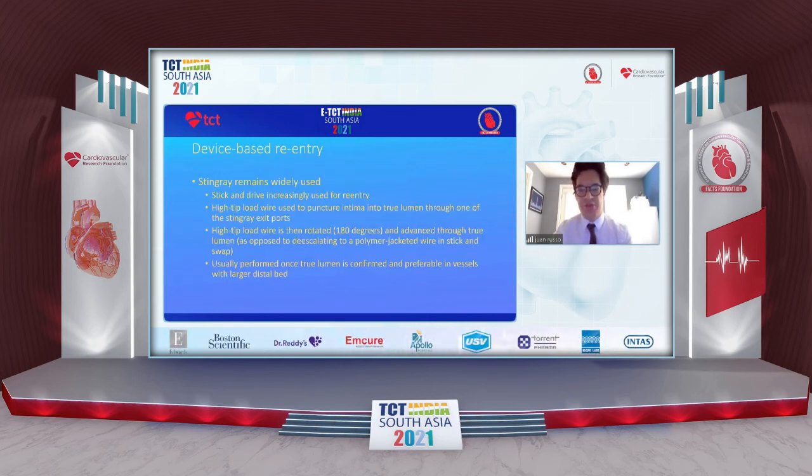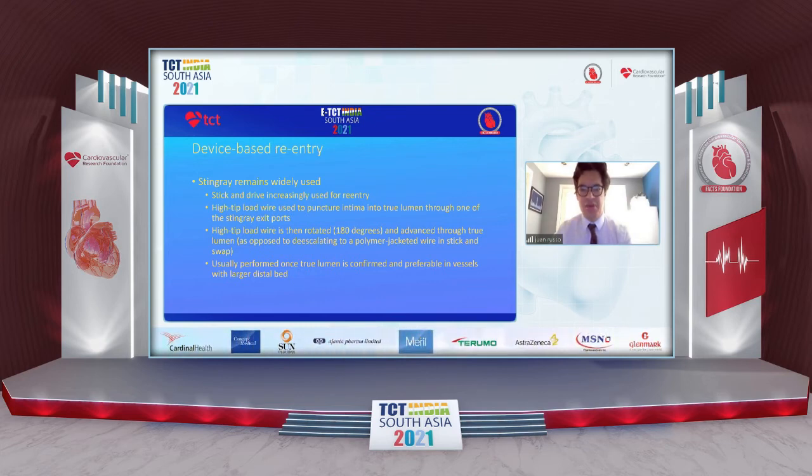Another option, as opposed to wire-based reentry, is to use device-based reentry. Traditionally, we've been using a Stingray, which I have found successful for a number of procedures, although I do find that this device can be difficult to deliver, particularly when there's significant calcification in the CTO.